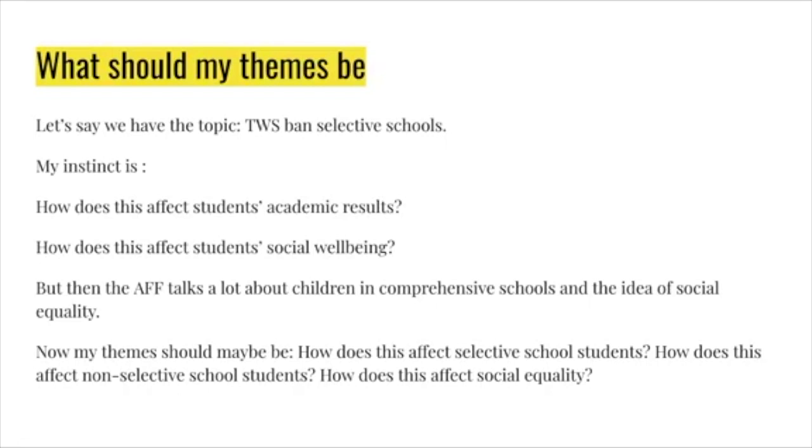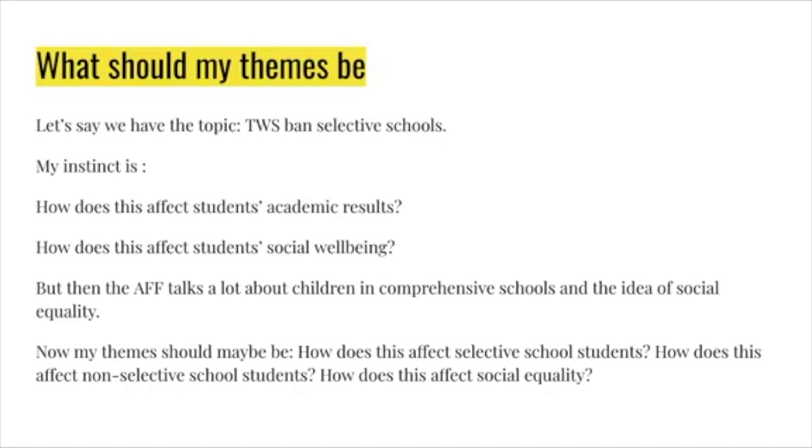But let's say then the affirmative talks a lot about children in comprehensive schools and the idea of social equality, which I wasn't necessarily expecting. So I have to change my themes quite a lot. I will probably make them into something like, how does this affect selective school students? How does this affect non-selective school students? And how does this affect social equality as a whole?